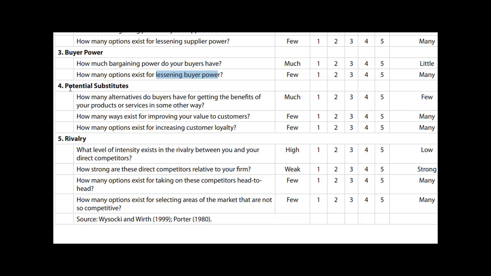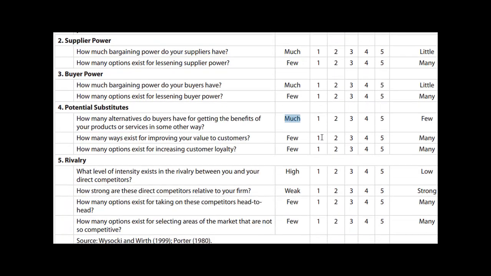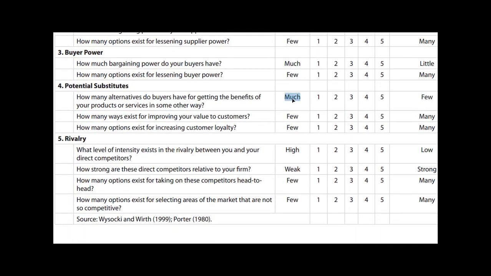The last two items are potential substitutes and rivalry. Substitutes: if your products can be substituted easily, that means there are a lot of options for potential substitutes, and that is a threat. But if the alternatives the buyers have are very few, that is an opportunity for the firm.